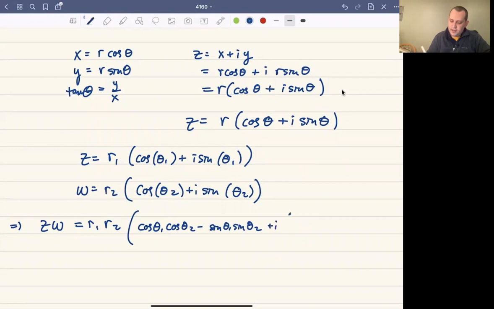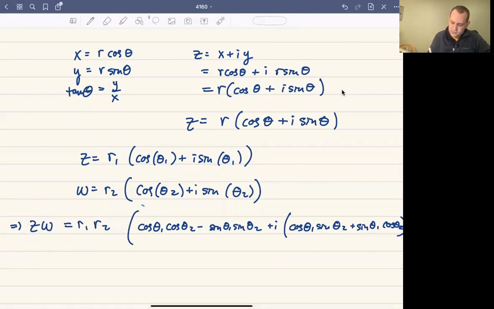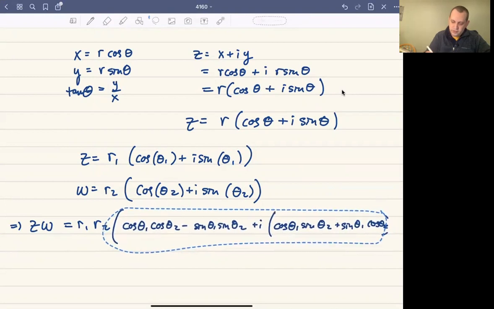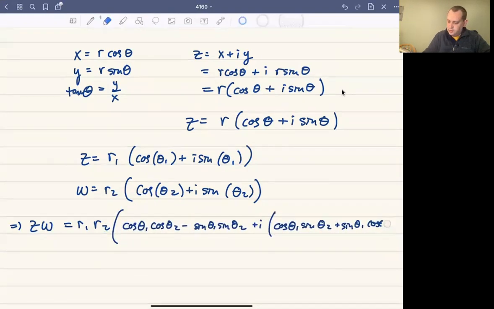Plus i times cosine of theta 1, sine of theta 2, plus sine of theta 1, cosine of theta 2. Okay, and I still ran out of room. So just a quick rearranging here, just to make that a little bit more visible.